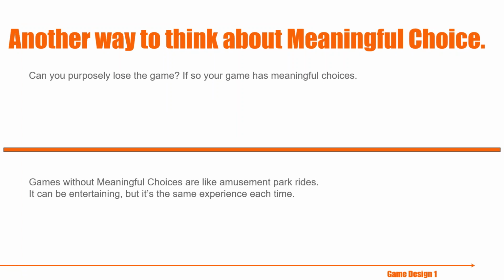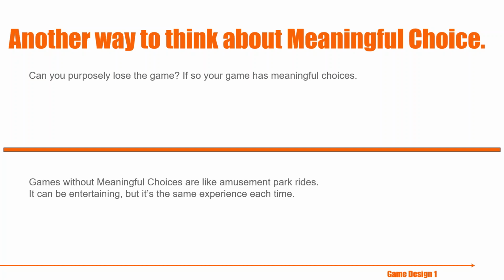So, here are some other ways to think about meaningful choice. I don't expect most of you to grasp it right away. This is a topic that will take some time for you to wrap your head around. Another way to think about meaningful choice, and this is a question you can ask yourself to see if your game or any game has meaningful choice: can you purposely lose the game? If so, your game has meaningful choices.